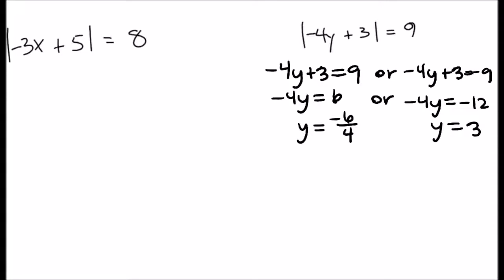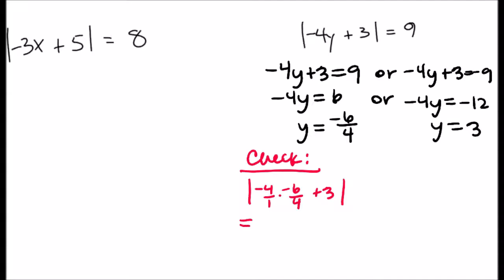Okay, and so if you're unsure of whether this negative made the solution bad or something, what you could do is always go and check your answer. So the absolute value of negative 4 times negative 6 over 4 plus 3 is going to be, well, that's the absolute value of positive 24 over 4, which is positive 6, plus 3, that's equal to 9. Okay, so good. Absolute value is equal to 9.